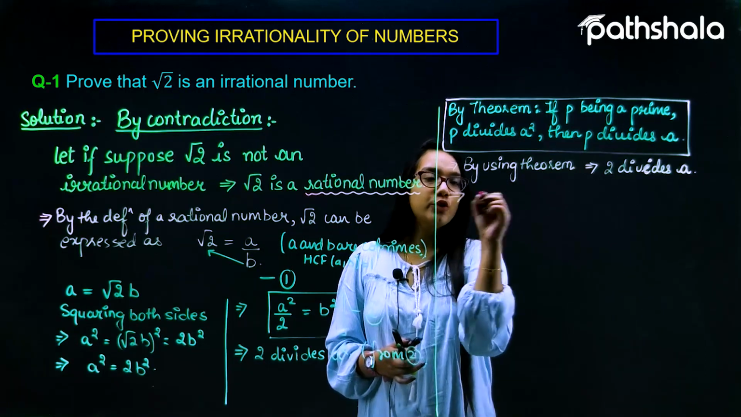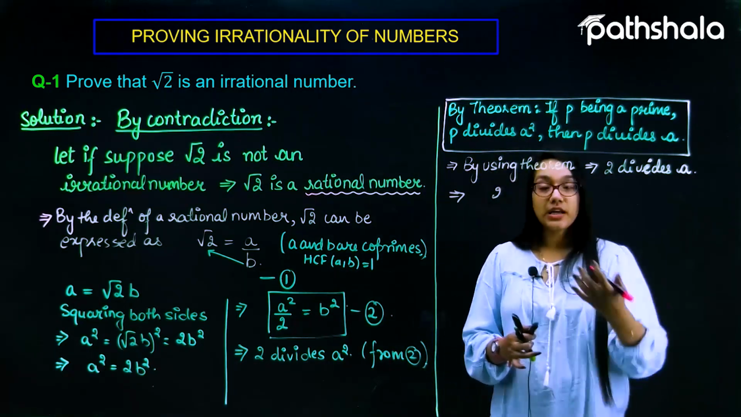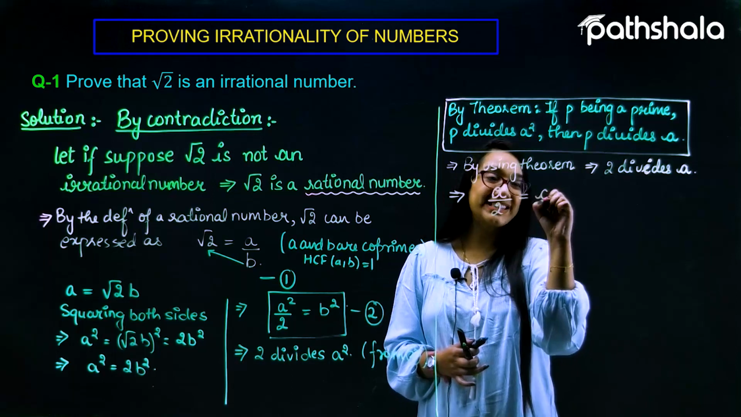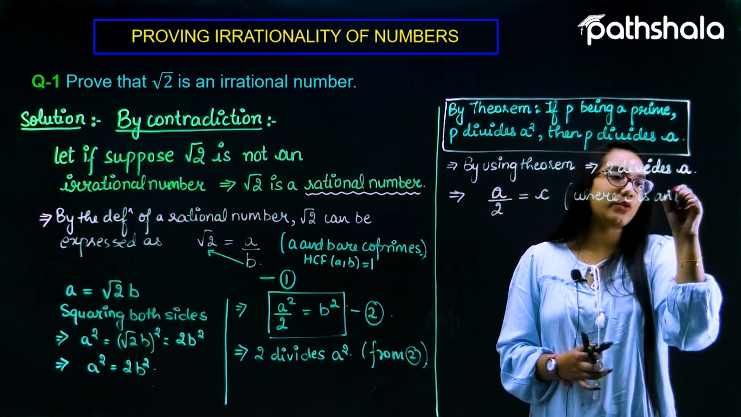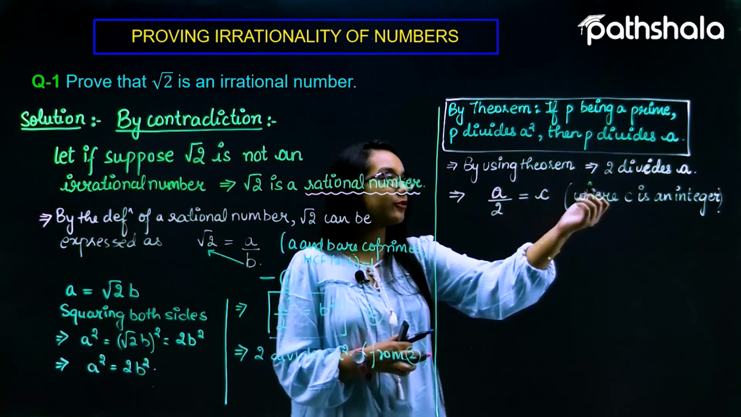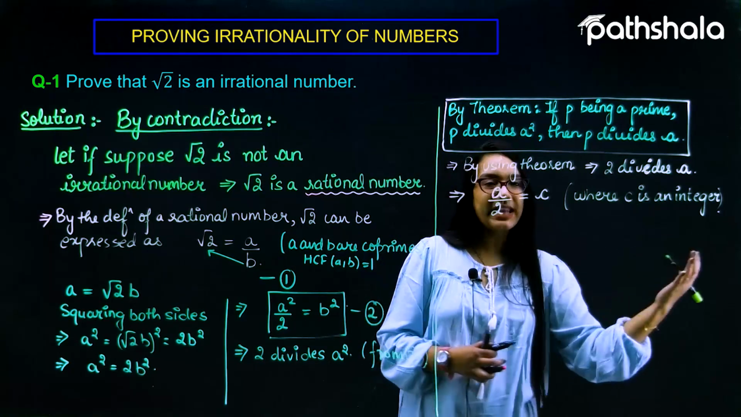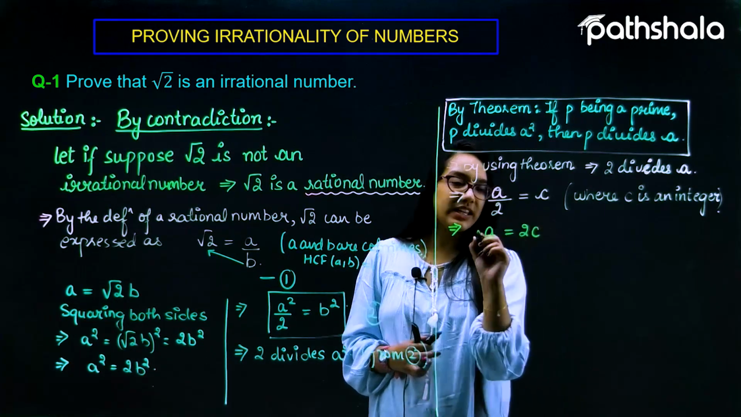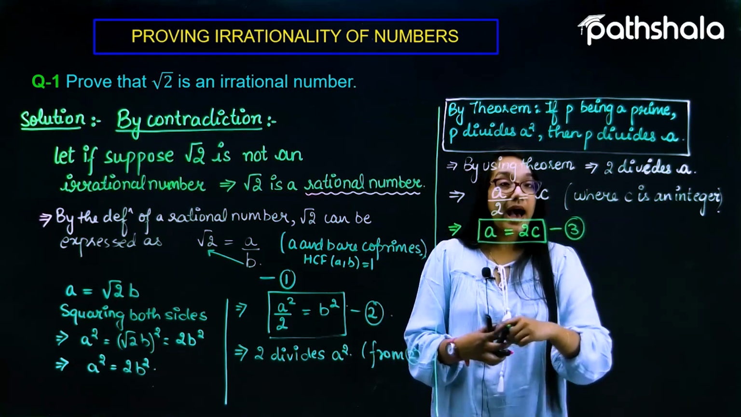So if 2 is dividing a particular number, there must exist another number C. If 2 divides A, then there should exist some C, where C is an integer, because if 2 divides A, then it can be represented as A by 2, which is equal to some value C. So let C be any particular integer. Writing this equation as A is equal to 2 into C, I am calling this equation number 3.